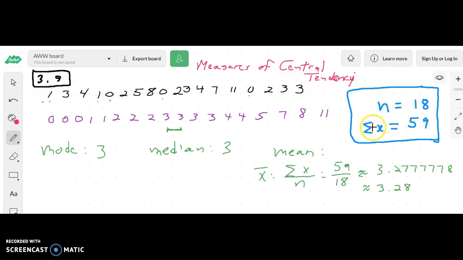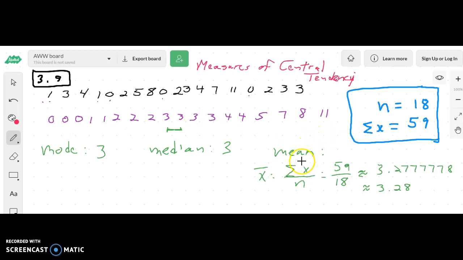This next symbol, sigma x, this uppercase Greek symbol sigma, means the sum of, or it means to add them all up. So lowercase x is the symbol for each one of these different variables or values that were taken from the survey. So this would be x number 1, x number 2, x number 3, and so on. There are 18 x's in this case, and I'm going to add them all up. So I'm taking the sum of my x values. And when I add up these values, I get 59.